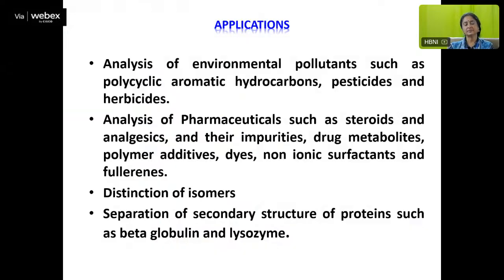It can be used for analysis of environmental pollutants such as polycyclic aromatic hydrocarbons, pesticides and herbicides. Also analysis of pharmaceuticals such as steroids and analgesics and their impurities, drug metabolites, polymer additives, dyes, non-ionic surfactants and fullerenes, many things are there. Distinction of isomers can be done because you can couple the mass, so isomers can be separated and distinctly known. And separation of secondary structure of proteins such as beta globulin and lysozymes. These are the various applications.